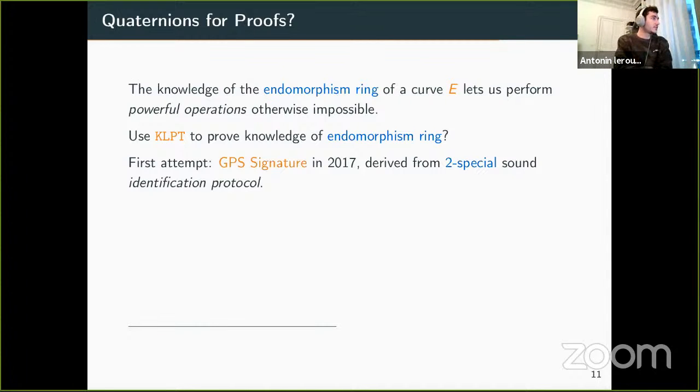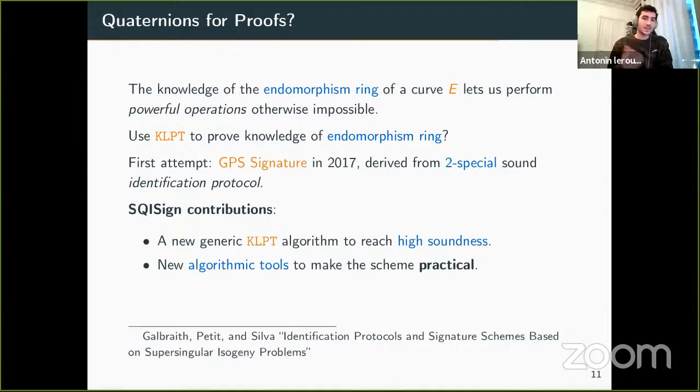And this leads us to SQIsign, which can, in some sense, be seen as a kind of generalization and improvement of GPS. And this improvement is obtained through basically new algorithms and new tools that we are going to introduce. Because otherwise, I think the idea of SQIsign is not really complicated. And what is really complex is the new algorithms that we introduced to make it possible. I think at the time of GPS, if they had the algorithms that we developed, they could probably have introduced SQIsign at that time.